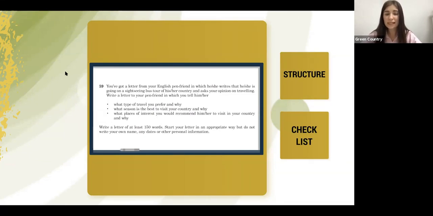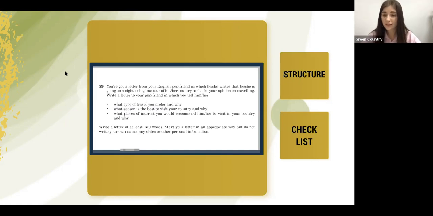First, let's have a look at the task of this test. We have basically an informal letter. As you remember, in informal letters, we can use contractions. By contraction, I mean short forms. For example, the full form, I would like to do something. Contraction is I'd like to, just a short form of auxiliary verbs, for example. We can also use phrasal verbs. You must use phrasal verbs.